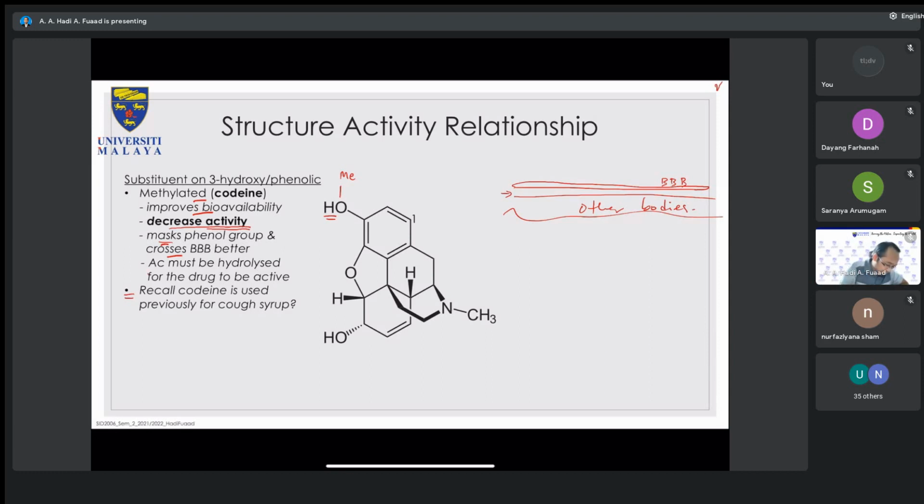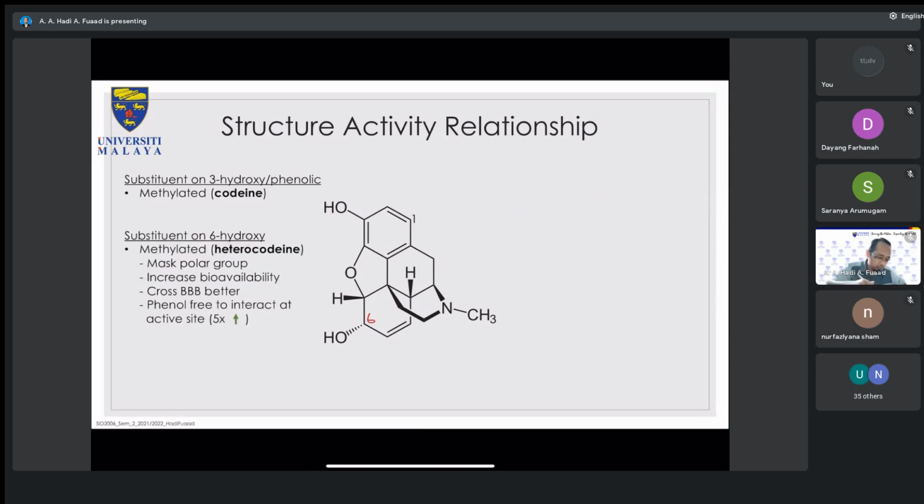Okay, so AC must be hydrolyzed for the drug to be active. Again, that's what we've talked about. Second one, the 6-hydroxy is this one over there, based on the numbering again. So if you methylate this particular hydroxyl, you will form a structure that we call heterocodeine. Okay, it's kind of like codeine because codeine has a methyl group on the hydroxyl. So if you switch the methylation from the 3-hydroxyl to the 6-hydroxyl, you call it heterocodeine. Okay, simple naming system, I guess.